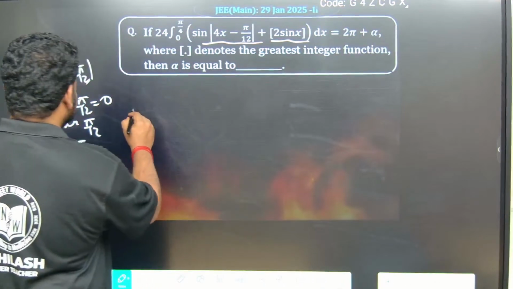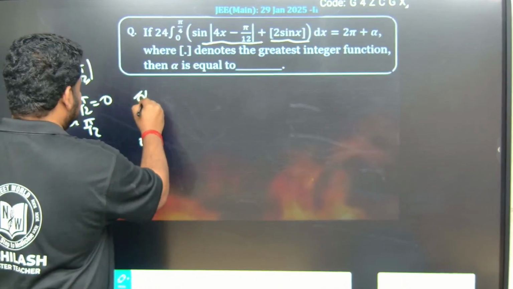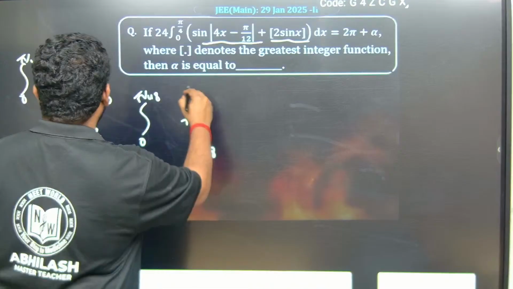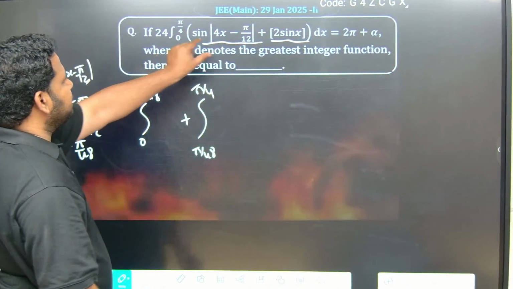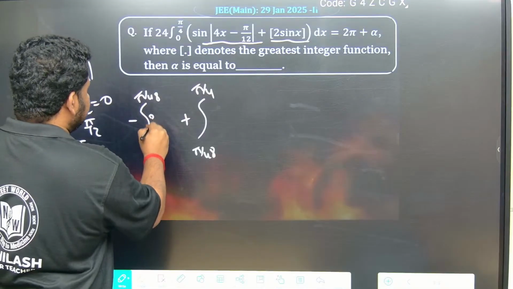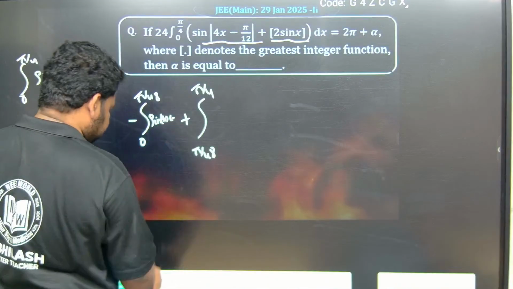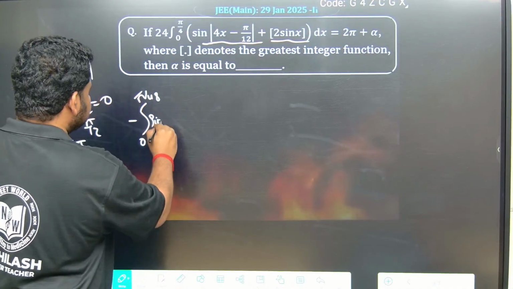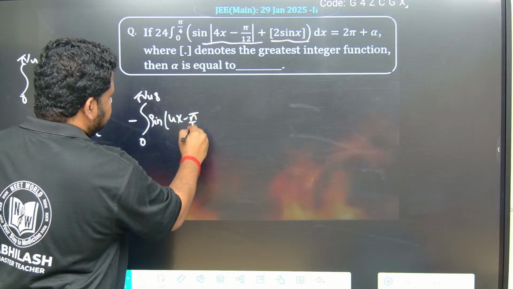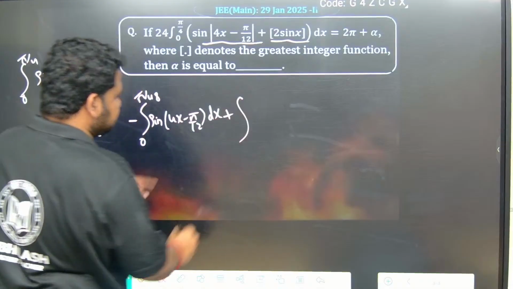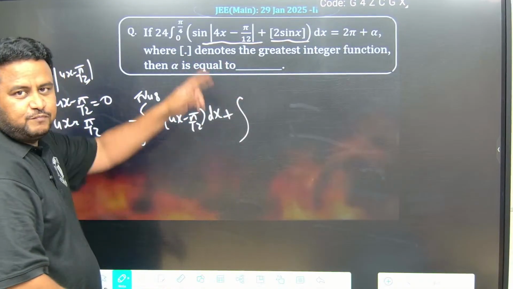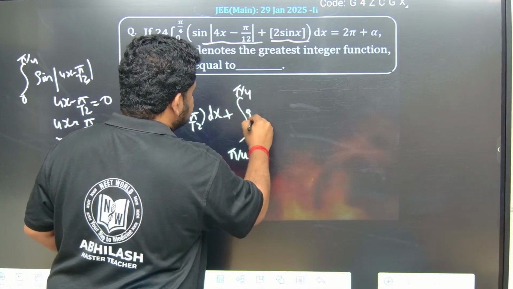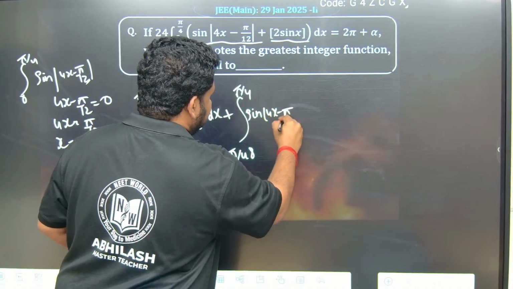So this will be split like this: 0 to pi by 48, plus pi by 48 to pi by 4. If I remove the negative sign, this will become negative sin 4x minus pi by 12 dx, plus, because this is positive value, pi by 48 to pi by 4 of sin 4x minus pi by 12 dx.